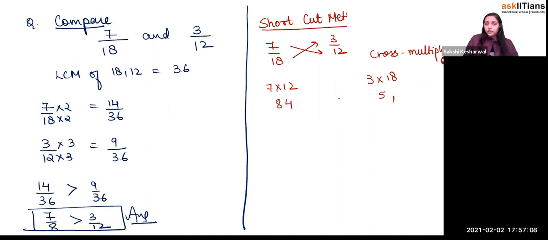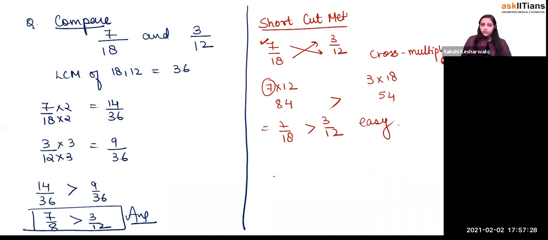Now 84 is greater than what, beta? 84 is greater than that was 54. Now 7. Now you have to just see that this is greater. So what is coming in the numerator? 7 is coming in the numerator. So 7 by 18 is greater than that of 3 by 12. Easy or not? Yes or no? Yes. Let's do one more question.